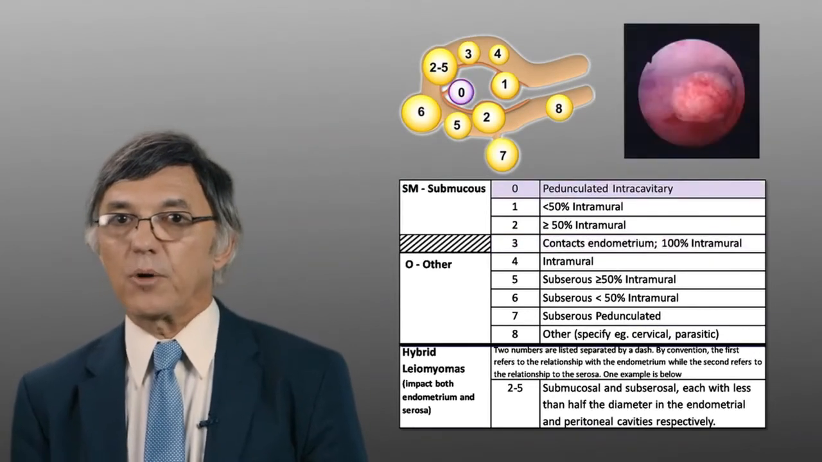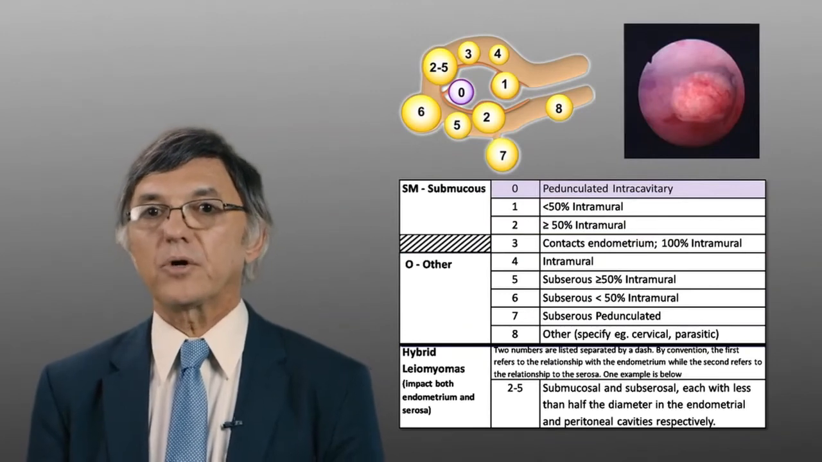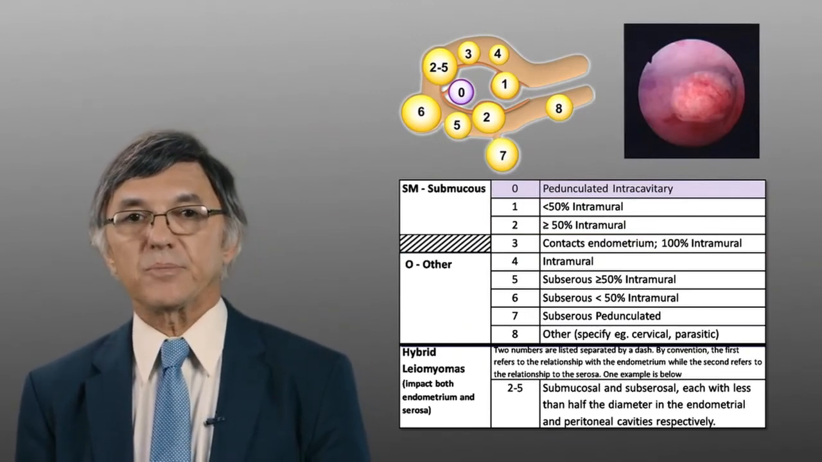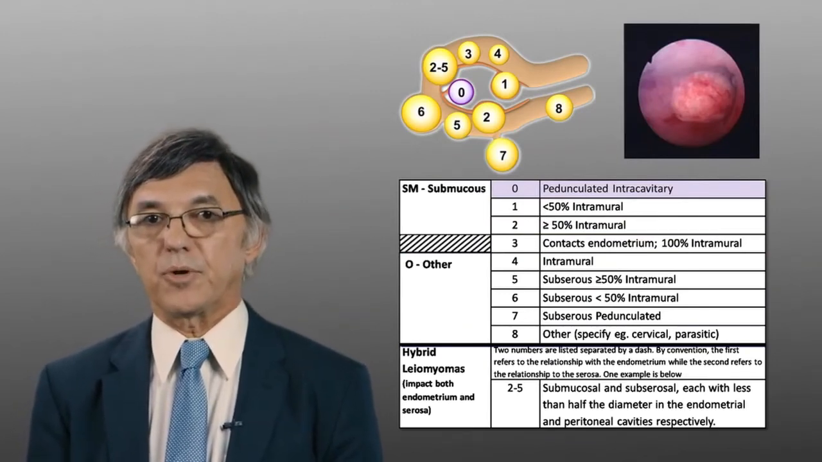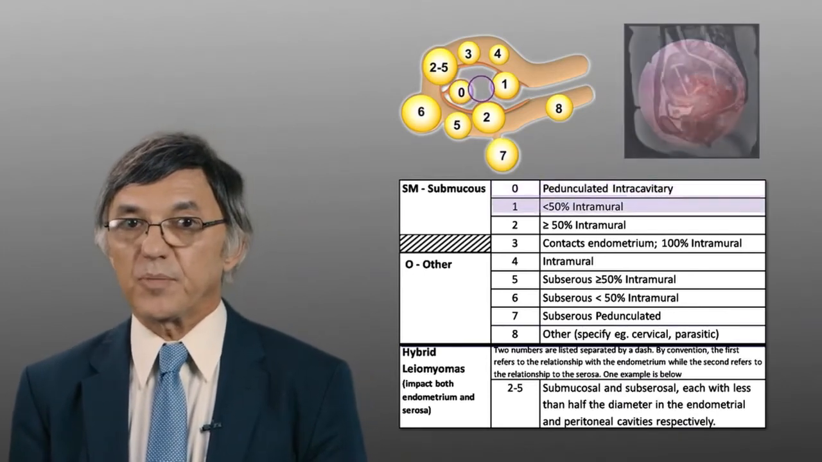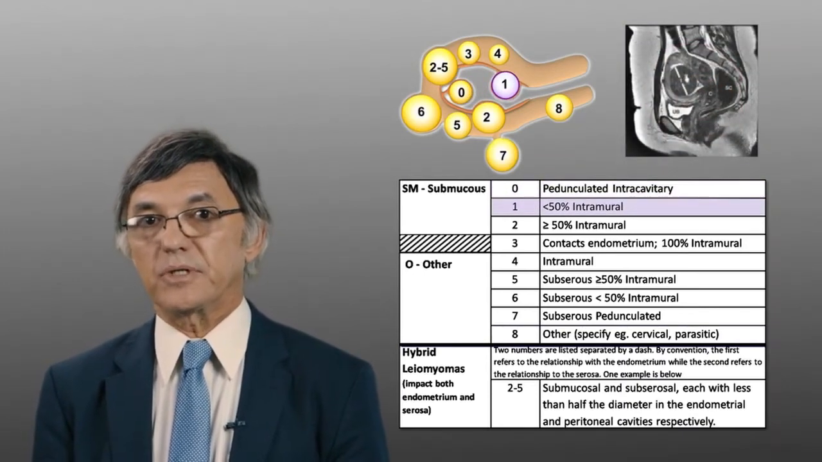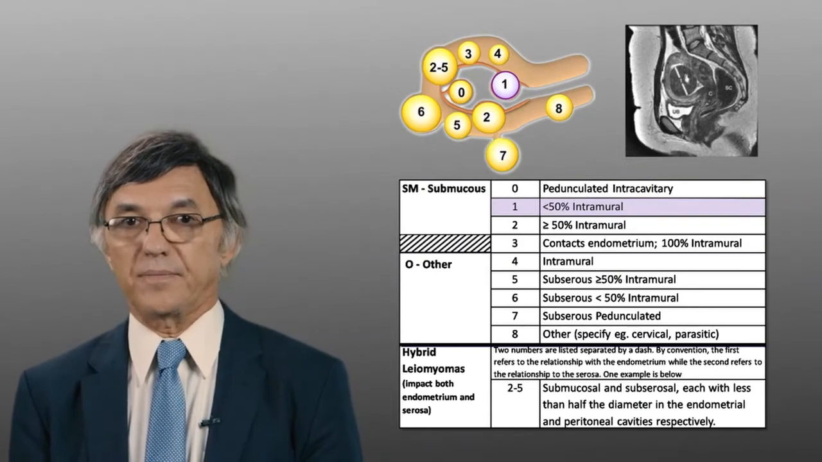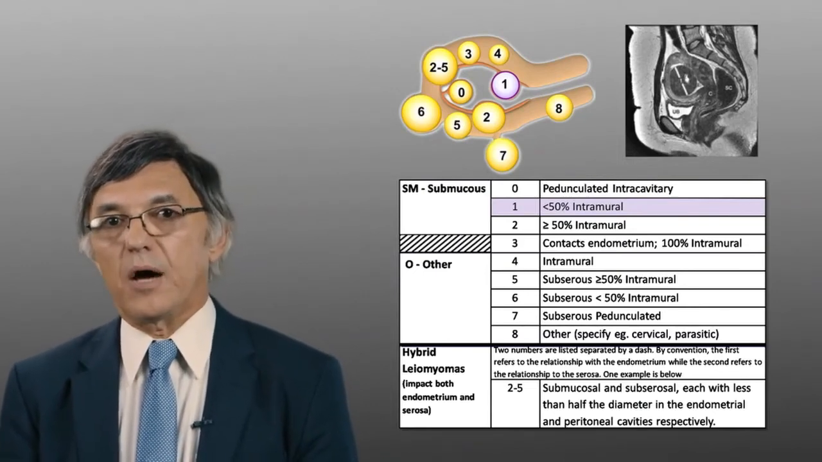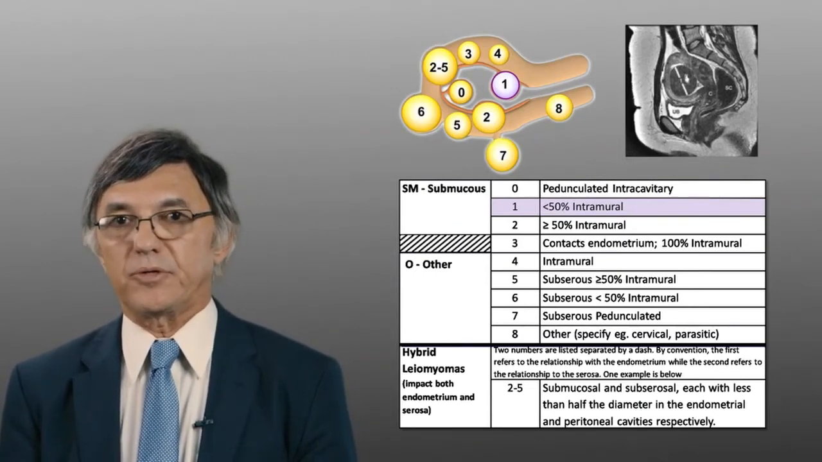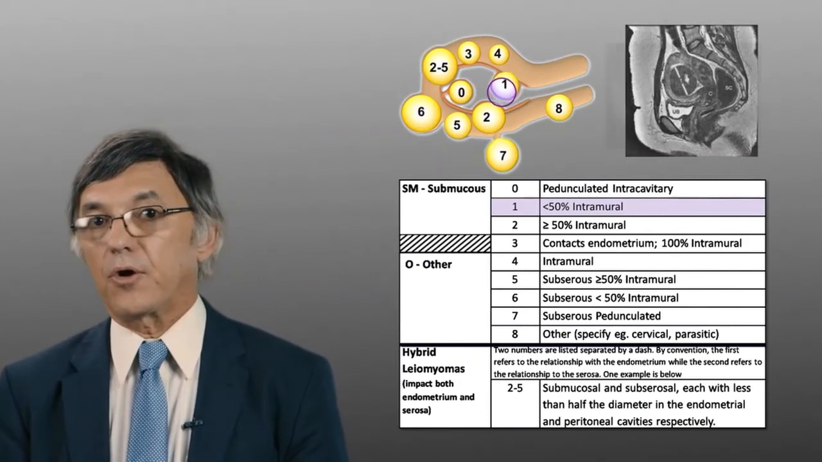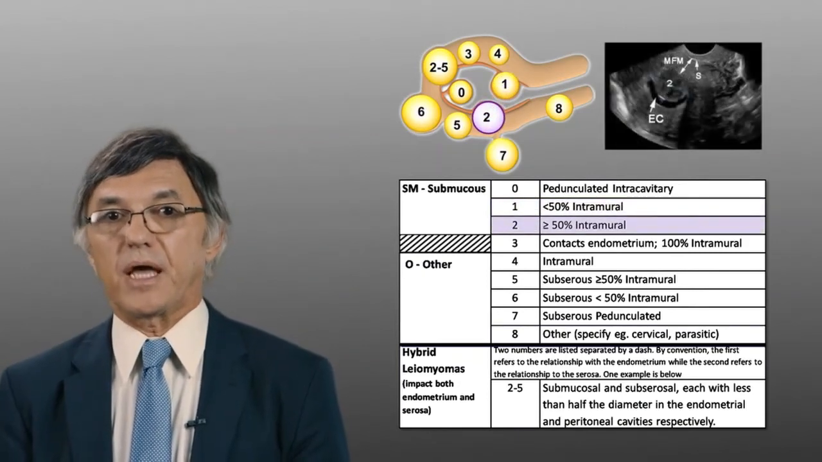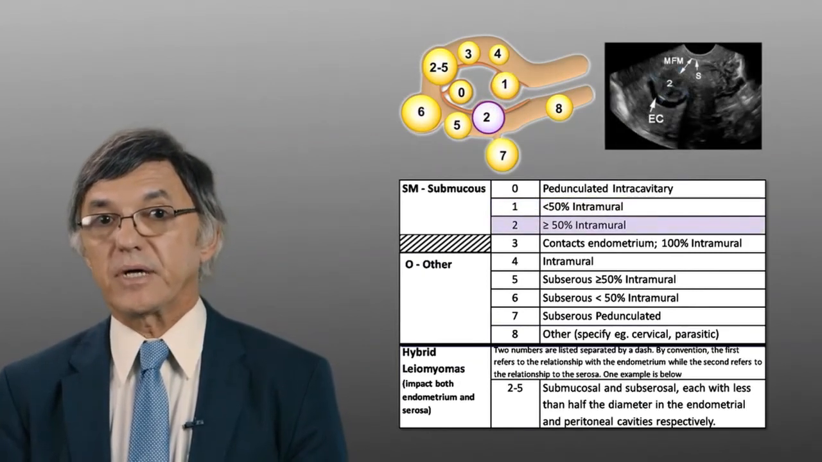So type 0 myomas are intracavitary with a pedicle or stalk that is less than 10% of the mean diameter of the tumor. If less than 50% of the mean diameter is intramural, it is classified as being type 1. However, if the leiomyoma focally distorts the endometrial cavity and greater than or equal to 50% of the diameter is intramural, it is classified as being type 2.